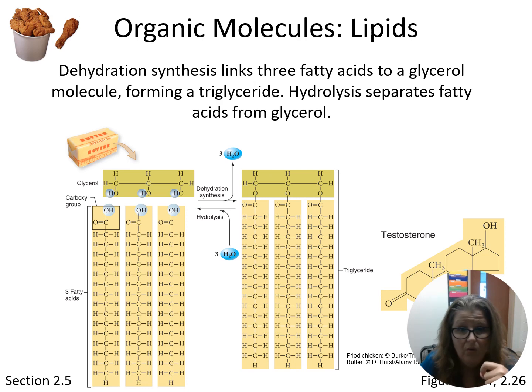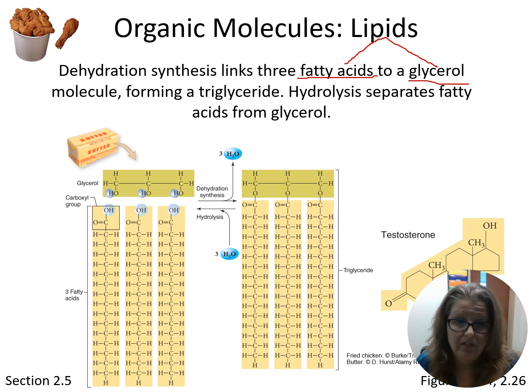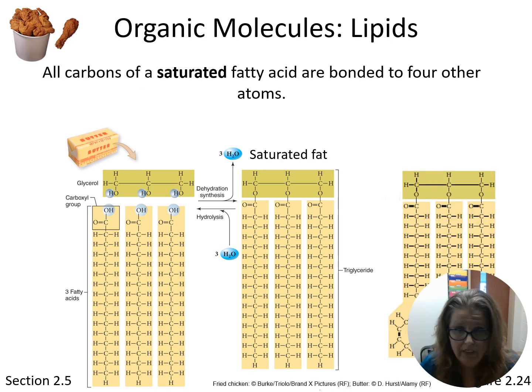So in order for a lipid to be made, you need a fatty acid and a glycerol. So there are actually 2 monomers, fatty acids and glycerol. Dehydration synthesis puts them together to make a triglyceride, and then hydrolysis separates them, the fatty acid from the glycerol. So fatty acids and glycerol are your monomers for lipids. You need both.